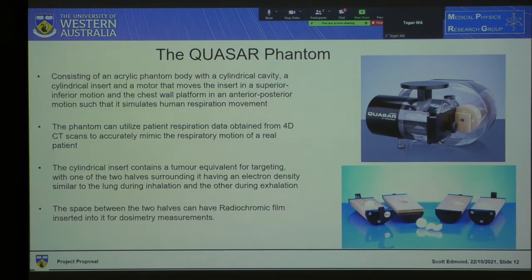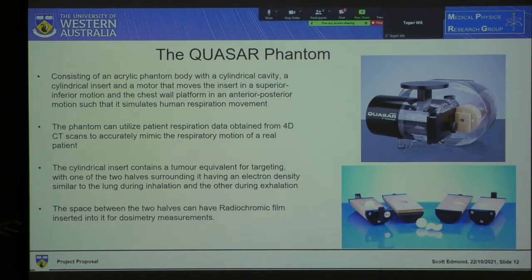So in order to carry out the study, we'll be using the Quasar Phantom. This is a cylindrical phantom meant to mimic the patient torso. It has a motor that moves a cylindrical insert in an inferior superior motion, and it also has a chest wall platform that moves in an anterior posterior motion. So we can insert 4D CT scans, respiratory data from patients into this to mimic real patient breathing.